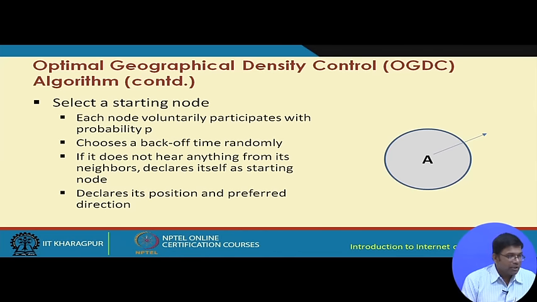So let us go through this algorithm once again. Each node voluntarily participates with probability p. In this case, this node A participates with probability p. It chooses a back-off time randomly. If it does not hear anything from its neighbors, it declares itself as a starting node. It declares its position and the preferred direction. So in this case, it declares its current position and the direction alpha.